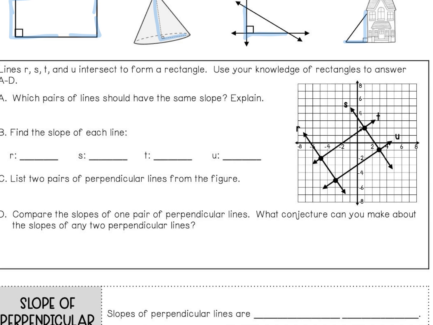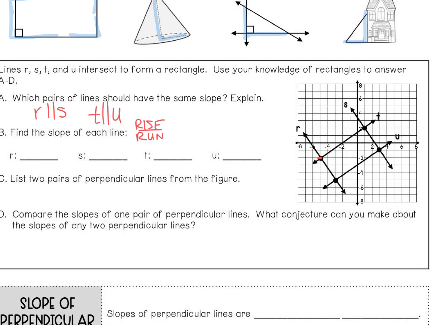They are parallel. So which line should be parallel? R is parallel to S. Remember, that's our symbol for parallel. R is parallel to S, and T is parallel to U. How are we going to find the slope of each line in a graph? How do we find slope in a graph? Rise over run. So let's start with line R.